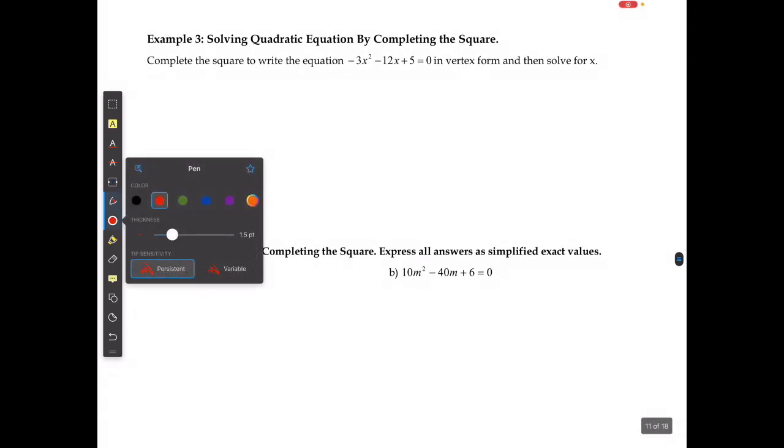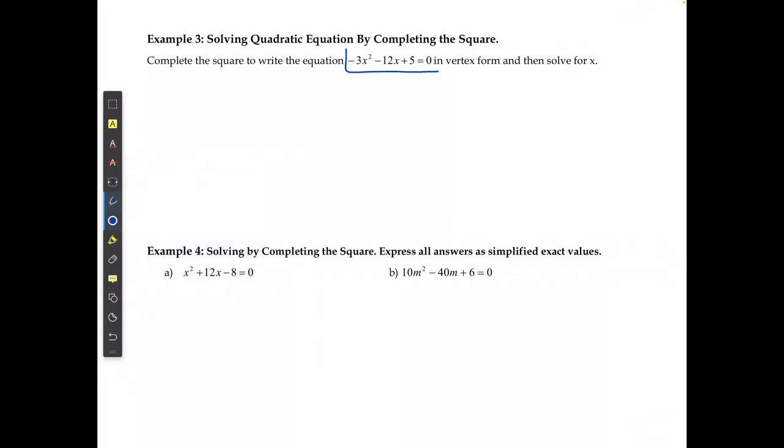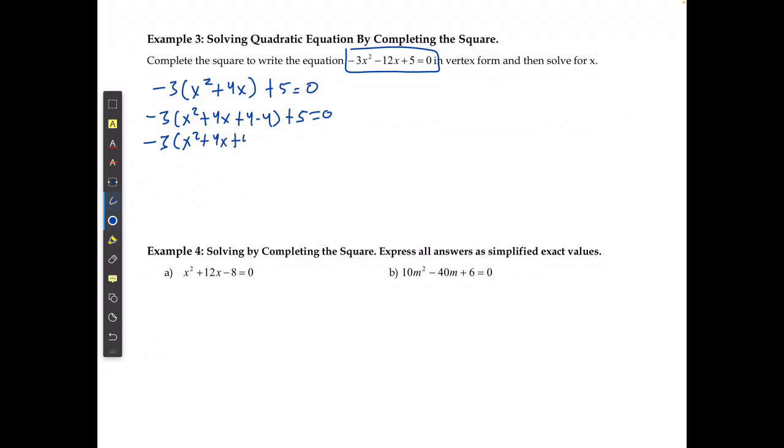For example 3, it wants us to complete the square to write this general form equation in vertex form and then solve for x. So I'm going to start by completing the square. I'm going to say that -3 bracket x squared, when I divide the -12 by -3, I get plus 4x plus 5 is equal to 0. -3 x squared plus 4x plus 4 minus 4 plus 5 is equal to 0. -3 bracket x squared plus 4x plus 4 plus 5, and to move that -4 out, I'm going to multiply it by -3, plus 12 is equal to 0. -3 bracket x plus 2 squared plus 17 is equal to 0.